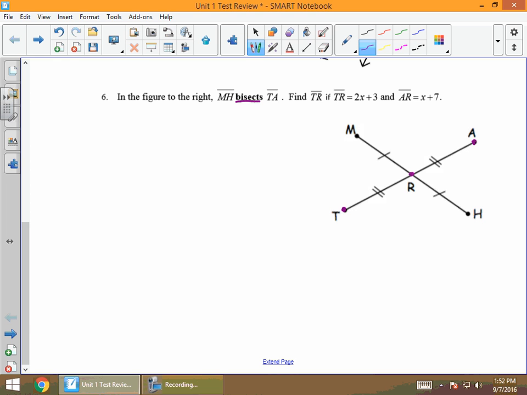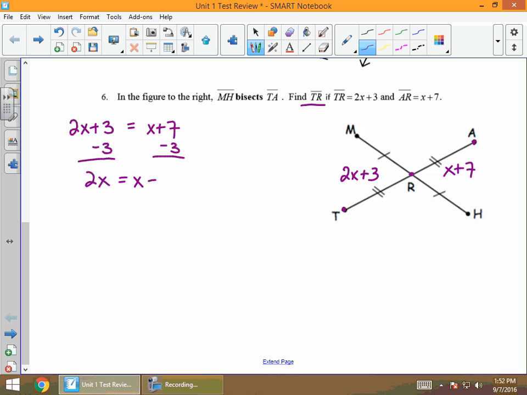It says find TR, this is what I'm looking for. If TR is 2x plus 3, and AR over here is x plus 7. Now I just said the word bisect means to cut into 2 equal pieces. So I'll just set the 2 pieces equal, 2x plus 3 and x plus 7. Those 2 things have to be equal to one another. So I'll subtract 3 on both sides. So 2x equals x plus 4. Subtract x on both sides, and x equals 4.